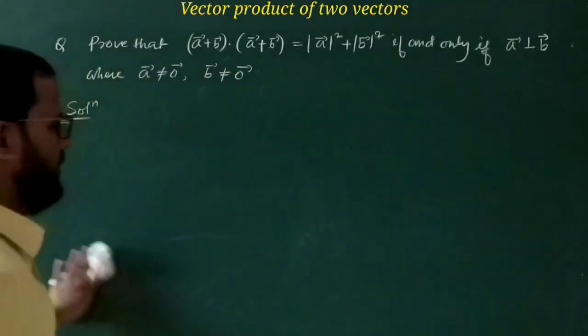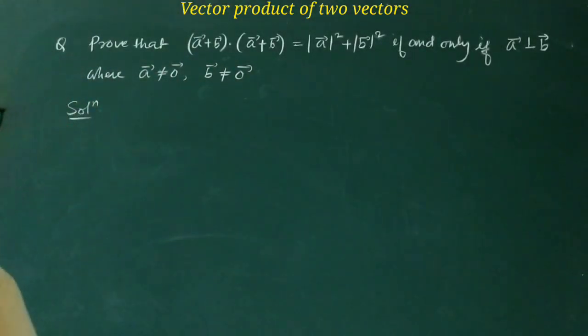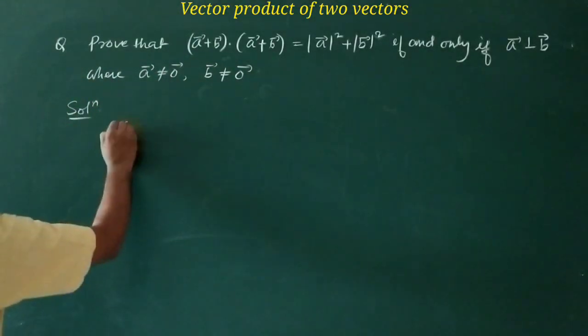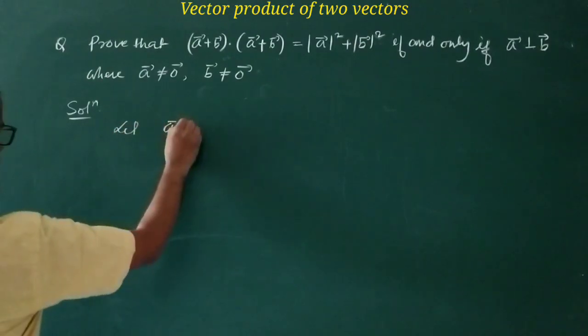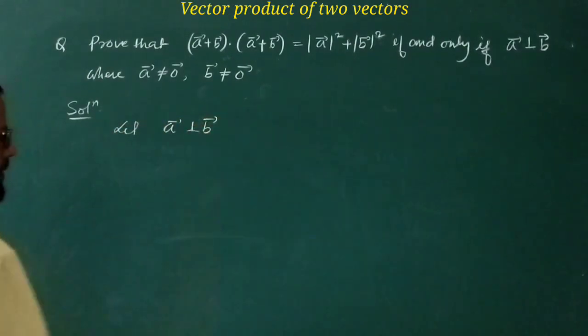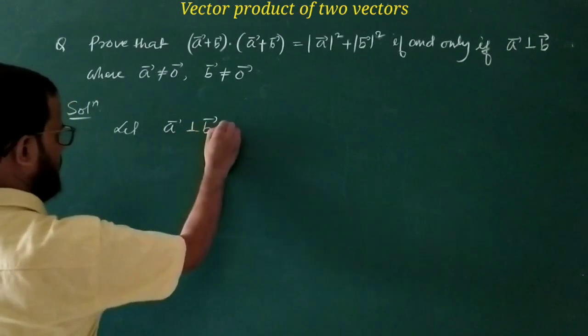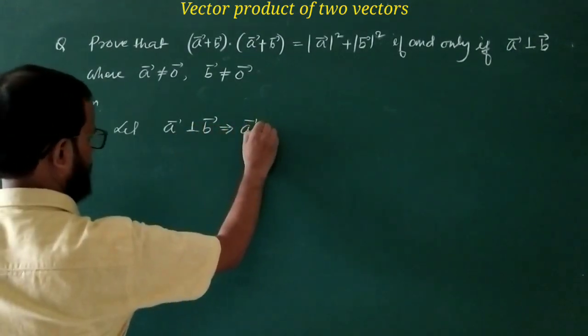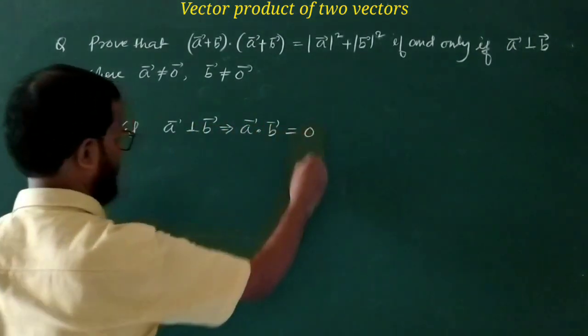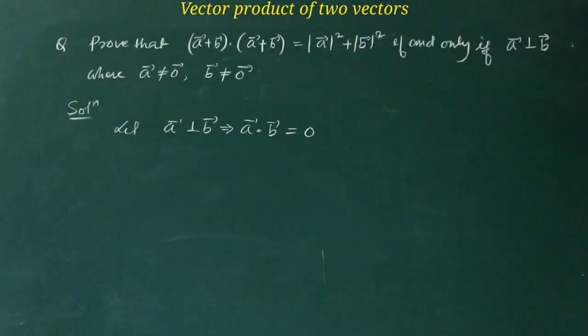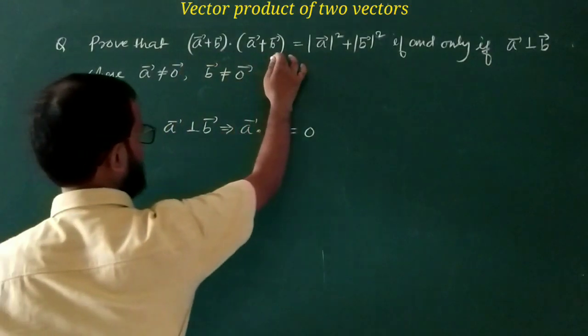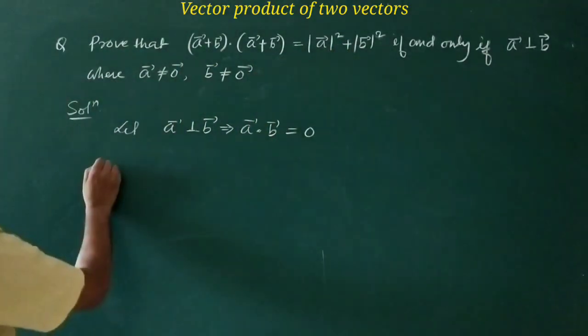Let us suppose that, conversely, A vector is perpendicular to B vector. A vector is perpendicular to B vector means what? A dot B equal to 0. This is your given condition. Now with this condition you have to prove that left hand side is equal to right hand side. Let us take left hand side.